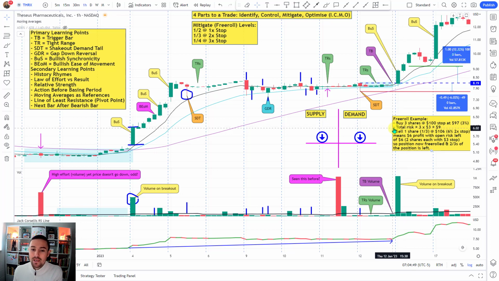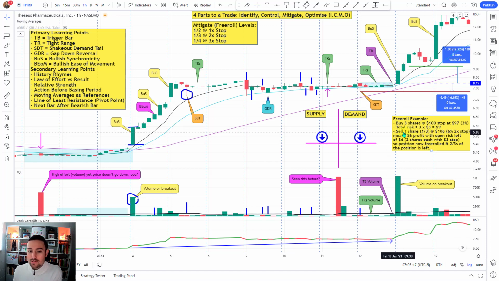But here you go. If you buy 3 shares at $100, so imagine here, $100 is our pivot point, and you have a 3% stop loss on your position, so $97, okay? Your total risk on the trade is the amount of shares that you buy times the dollar stop, i.e. it's $3, so 3 times 3 equals $9. So your total risk on the trade is $9. That is what you are risking total on the trade.